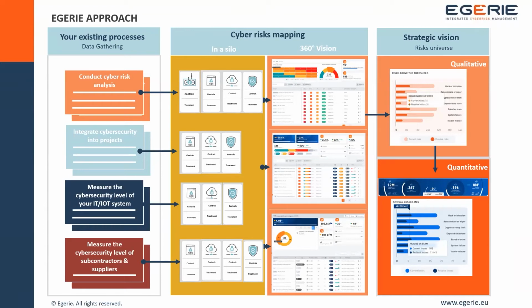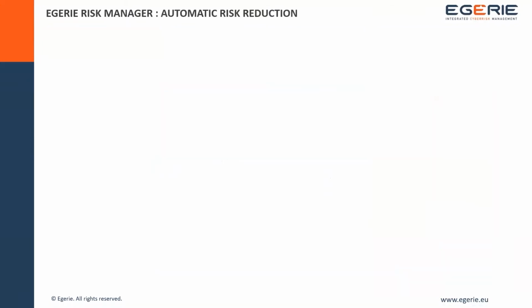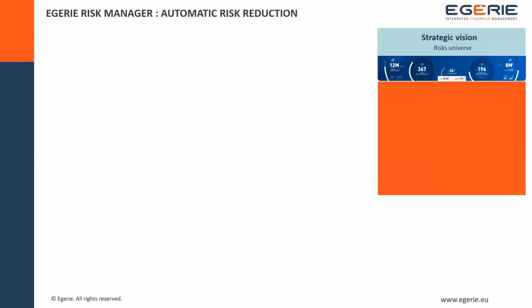It's a bottom-up approach. Now let's take an example to show you how the automatic risk reduction works in EGRE and with a top-down approach. So if we start from the strategic vision, here you have a list of macro risks. So for example, external fraud, internal fraud, data leak. For each of these macro risks, you have financially quantified an annual loss.